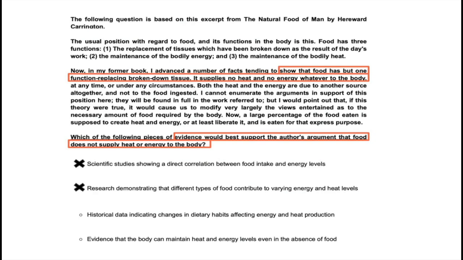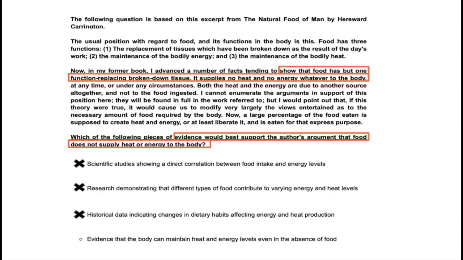Our next option is historical data indicating changes in dietary habits affecting energy and heat production. Well, it's not about the dietary habits' effect on energy and heat production, and historical data isn't going to best support the author's argument. We can eliminate that one.